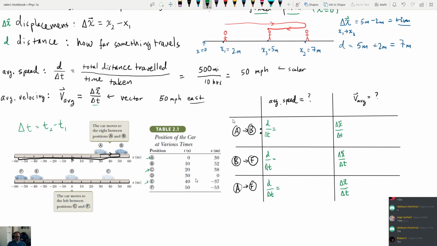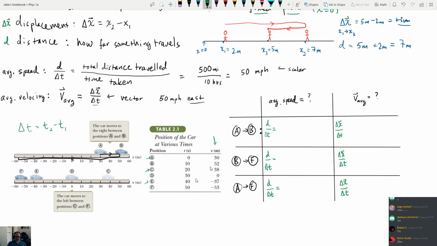Okay, that was about 2 minutes. Let's go left to right here. So, for this first box right here, we're going from A to B. What's the distance traveled? Don't look at the graph, you gotta look at these numbers right here.